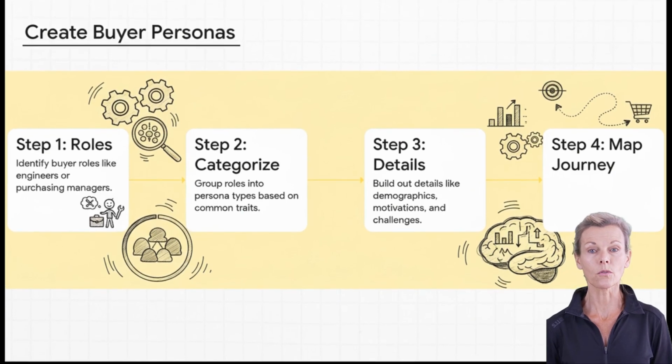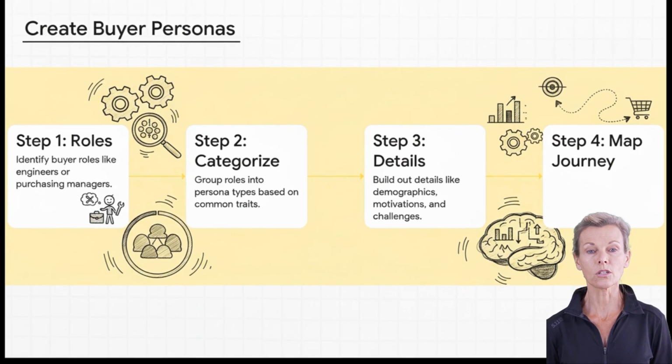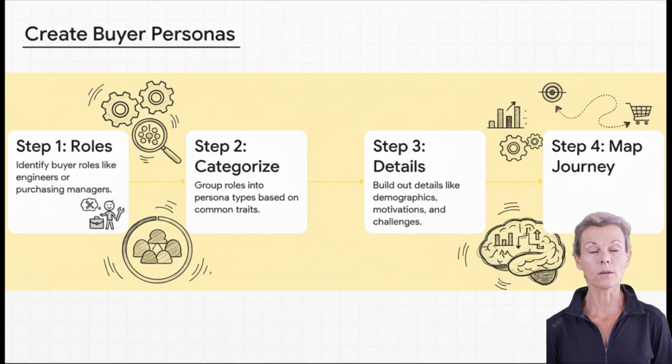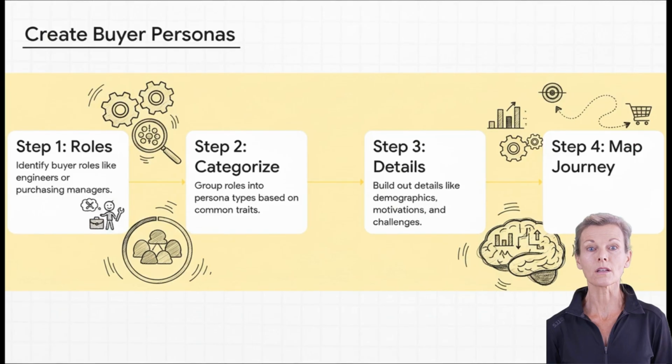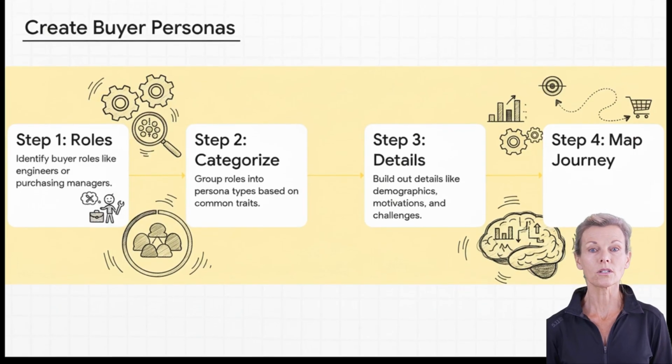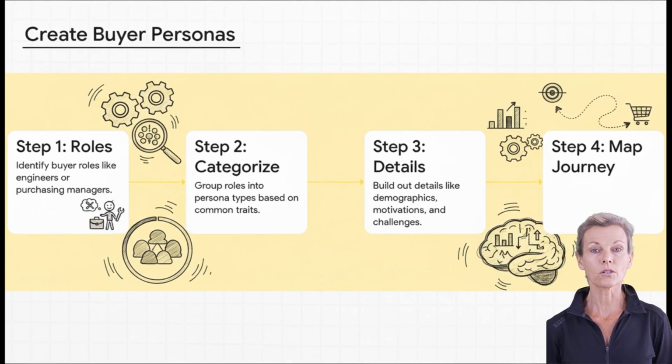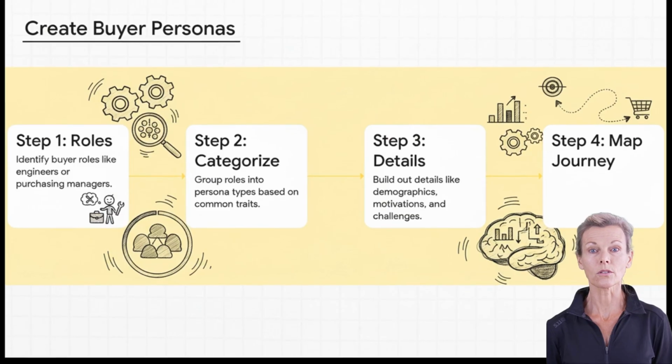It's a pretty straightforward 4-step process. First, identify the key roles you're selling to. Are they engineers, plant managers? Second, group them into types. Third, build out the juicy details. What motivates them? What are their biggest challenges? And finally, map out their buying journey. This is the foundation for everything else you'll do.